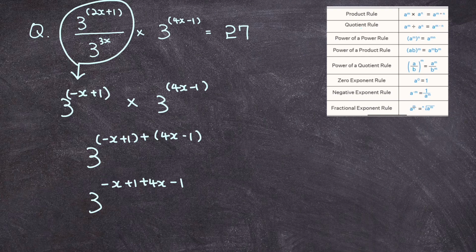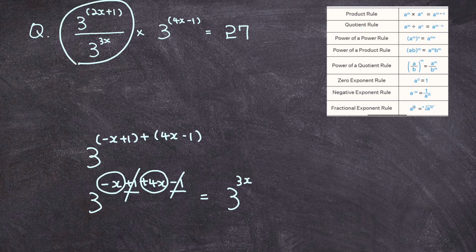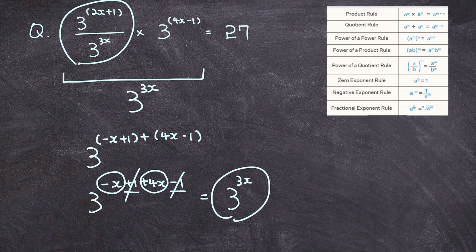I am going to combine like terms. Negative x plus 4x, which is equal to what? 3x. Oopsie. 3 raised to the power of 3x. And then if I combine these two integer terms, they will cancel each other out and leave me nothing. So this left part of this equation can be replaced with 3 raised to the power of 3x. Now that's equal to 27.